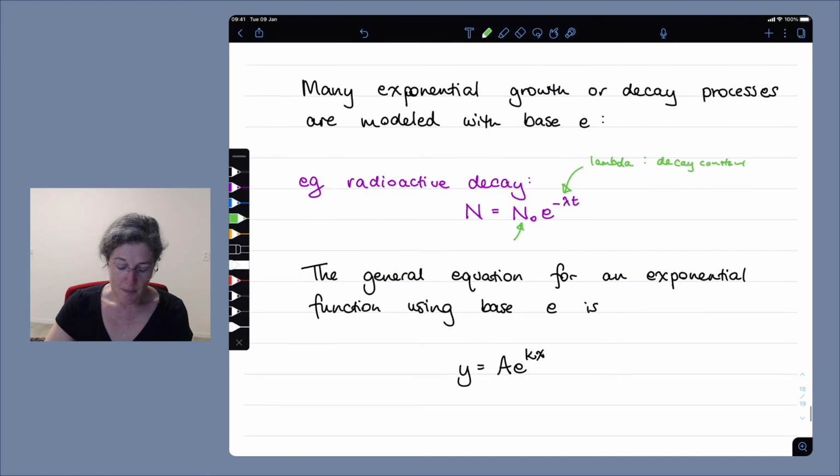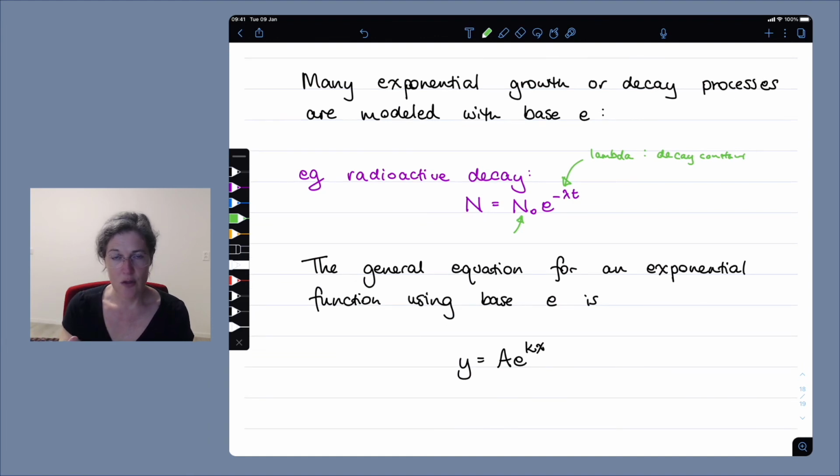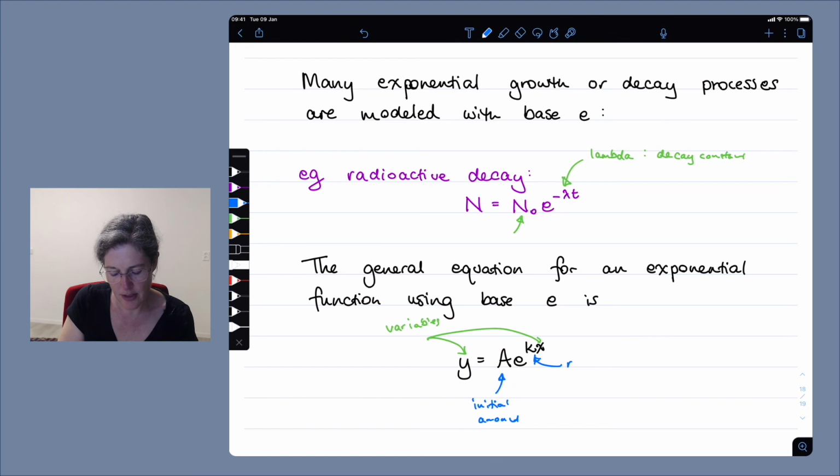More generally, if we want a really general equation for an exponential function using base e, it should look pretty much like what we had before. Things to notice here: our variables are x and y, and everybody else, the a, the e and the k, are all constants. Our a tells us how much we have when x is equal to 0, so this is usually our initial amount. And our k is usually the rate at which we're decaying.